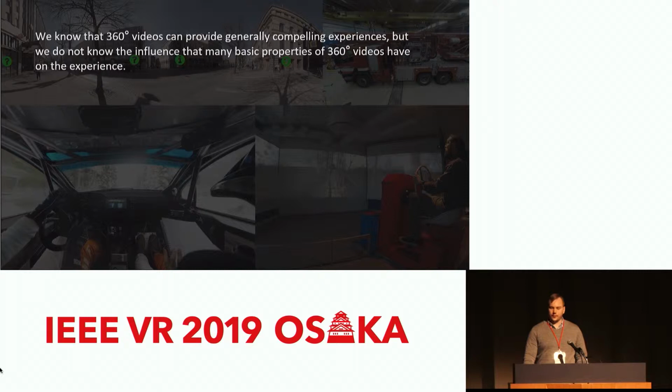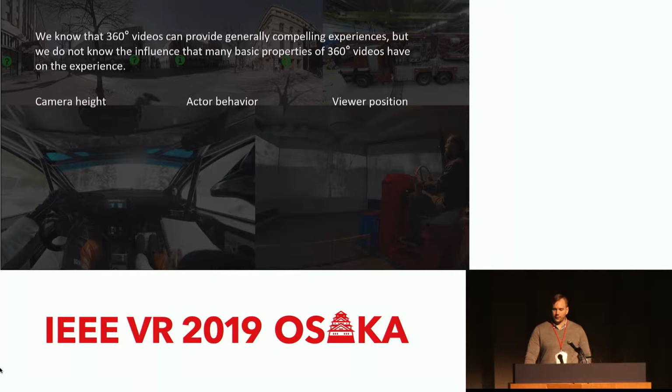Camera height, by which we mean the height at which the 360 video is recorded. Actor behavior, by which we mean what the people appearing in the videos do and how close to the camera they are. Viewer position, by which we mean whether the video is being viewed while sitting or standing. We chose these three properties because they are fundamental to almost any 360 video experience.